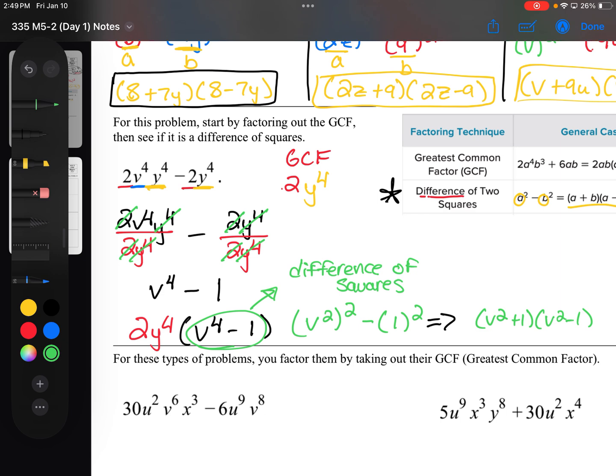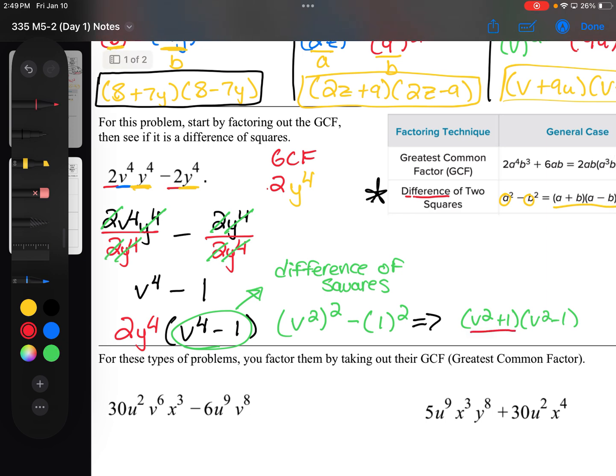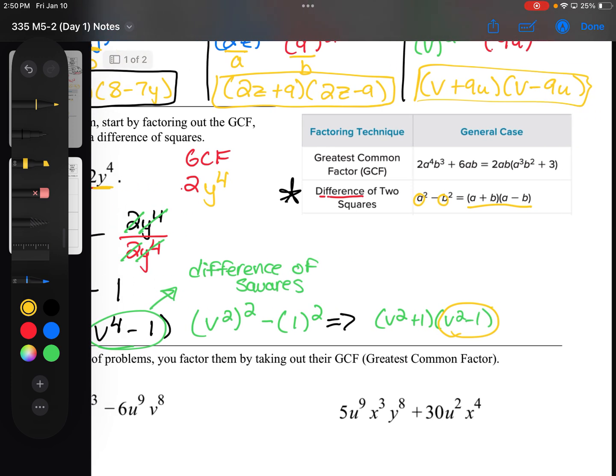Before you are done factoring this out, you've still got to ask yourself, am I done? Are there any more differences of squares? Well, v squared plus 1 is not a difference. It's an addition problem. What about v squared minus 1? That is a difference. It's subtraction. So you've got to look: is this a perfect square? It is. It could be rewritten as v squared, and 1 can be rewritten as 1 squared. They're both perfect squares, so you have to factor it again. It's like a problem within a problem. So then this one is going to be further written as v plus 1 times v minus 1.